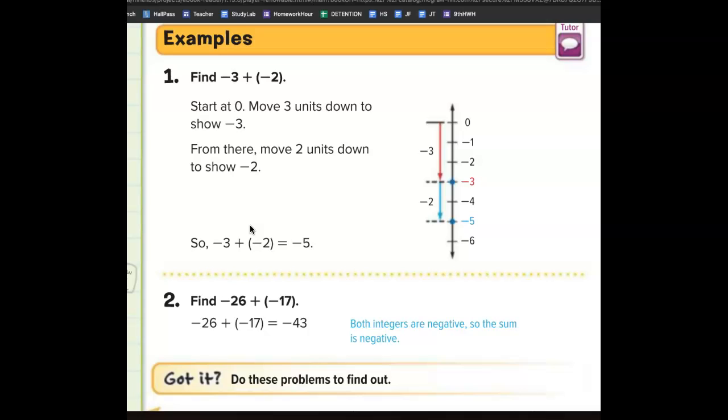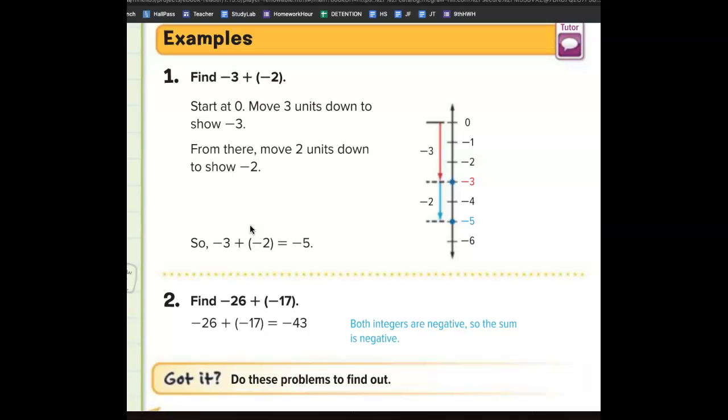3 and 2 give me, Aaliyah, 3 and 2 give me 5. And then they're both negative, so I keep my sign. They give you a line chart or a line graph here. You always start at 0. They went -3, so down 3. -2 more. Do we get the same answer of -5? Yes.